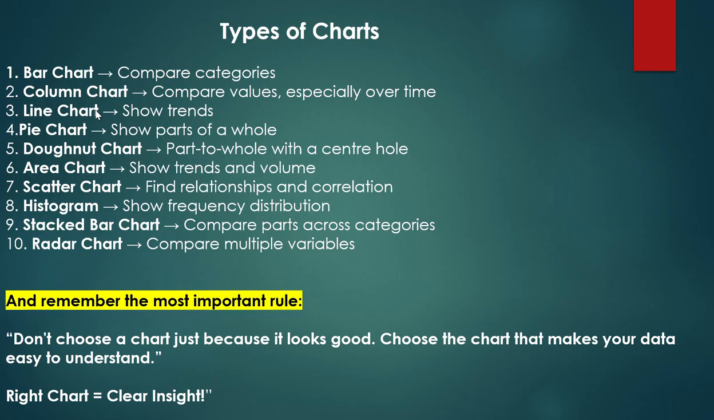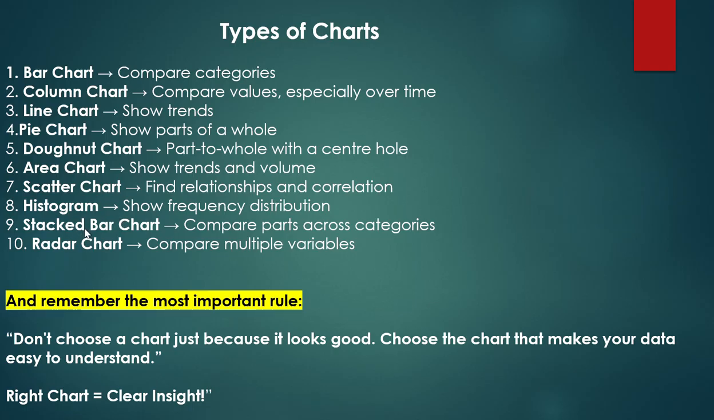Use a column chart for time-based comparison, like monthly sales. Use a line chart to show trends over time, like website traffic, and use a pie or donut chart to show parts of a whole, like expenses, market share, etc. And use a scatter chart to find the relationship between two variables, like height and weight.